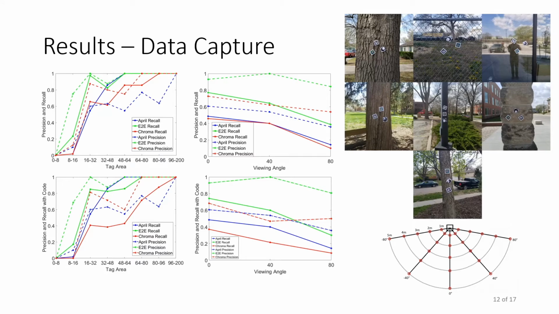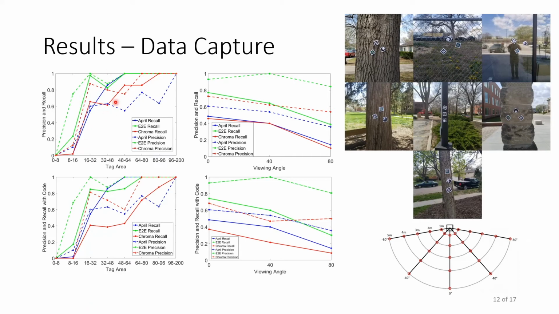The markers were captured in 7 different scenes. Then 25 images in each scene were captured at uniform distance and angles. We measured the performance of our method versus E2ETag and ChromaTag. We made our analysis a function of the size of the tag to see how we performed versus small tags.